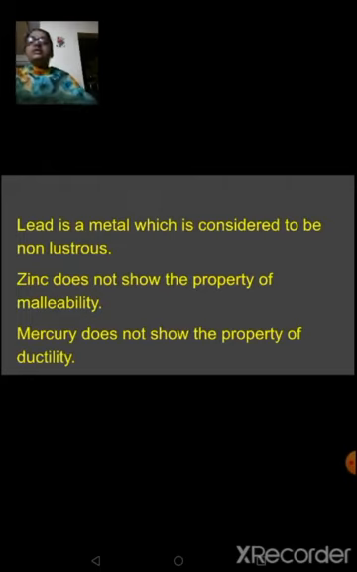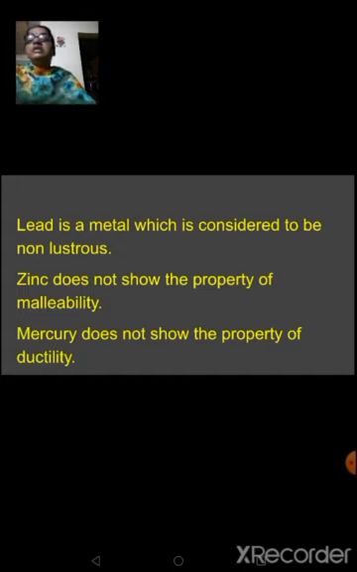See here. Lead is a metal which is considered to be non-lustrous. That means what? Lead, when it is exposed, loses its lustrous nature. Earlier, people used to use utensils made out of lead for cooking, and it cannot be heated at a very high temperature. You have to keep it on a very low flame, right?